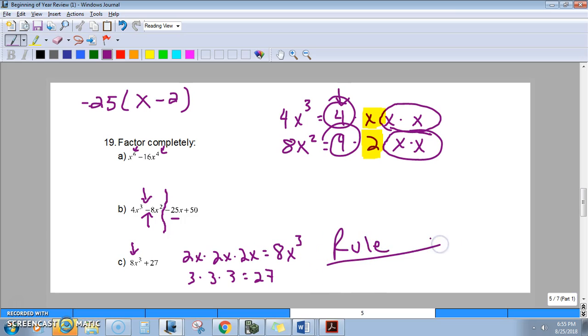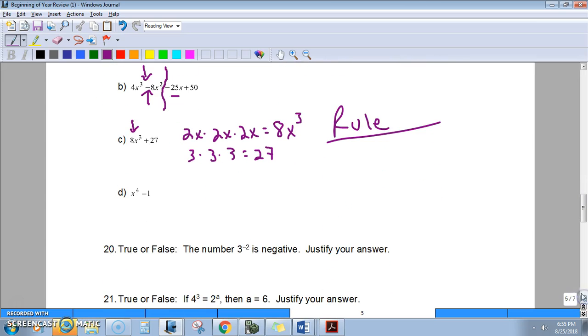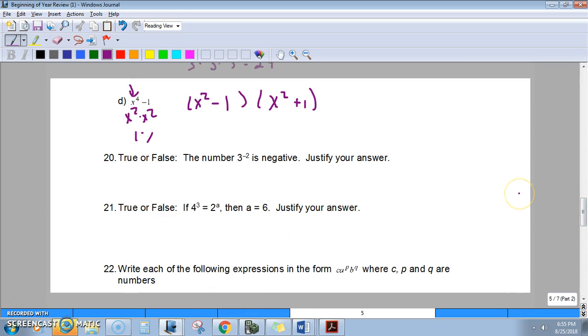So see if you can look it up and figure it out while we move on to x to the fourth minus 1. Okay, x to the fourth is a perfect square of x squared times x squared. 1 is a perfect square of 1 times 1, so we're just going to use that with the two being subtracted. So x squared minus 1 times x squared plus 1. See how fast those rules make it?